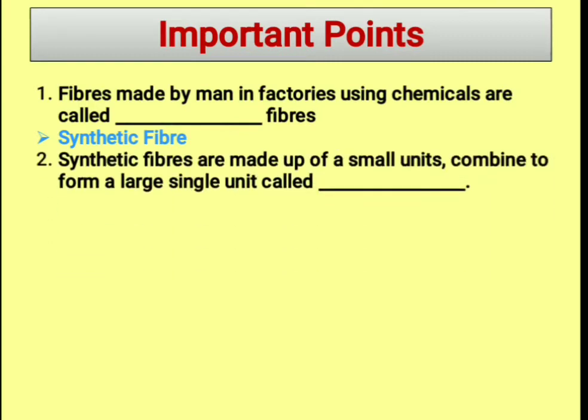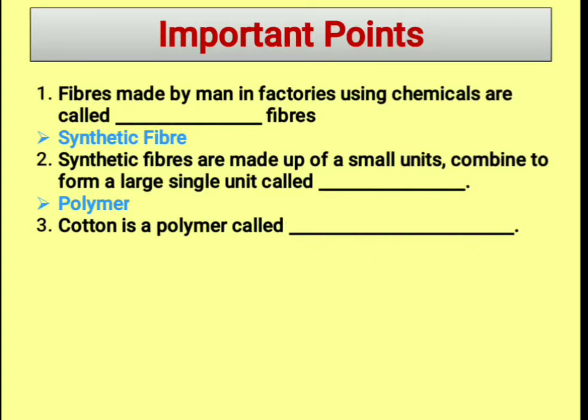So let us move to the second question. The second question is: synthetic fibers are made up of small units combined to form a large single unit called dash. Even synthetic fibers, natural fibers are also made up of small units called monomers, and these monomers combine or join together to form a long chain of large single unit called polymer. The answer is polymer. Okay, so monomer forms polymer, and that is the fiber.